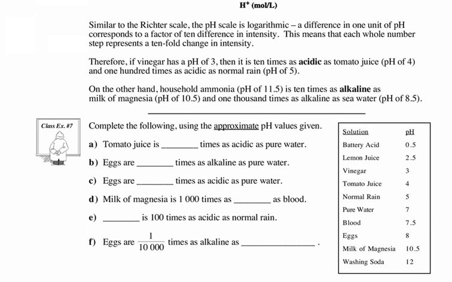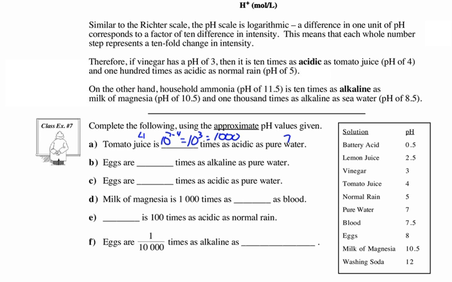Okay, complete the following using the approximate pH values given. Tomato juice. What's tomato juice? 4, compared to pure water of 7. How many times more acidic would this one be? How would we find it in a pH? What's the difference here, though? Would it be -3? No. This time we have to go the water minus our pH. Because we're comparing how much more acidic, we're going actually the opposite direction. So it's 10 to the 3, or 1,000 times more acidic. A 4 is 1,000 times more acidic than a 7.